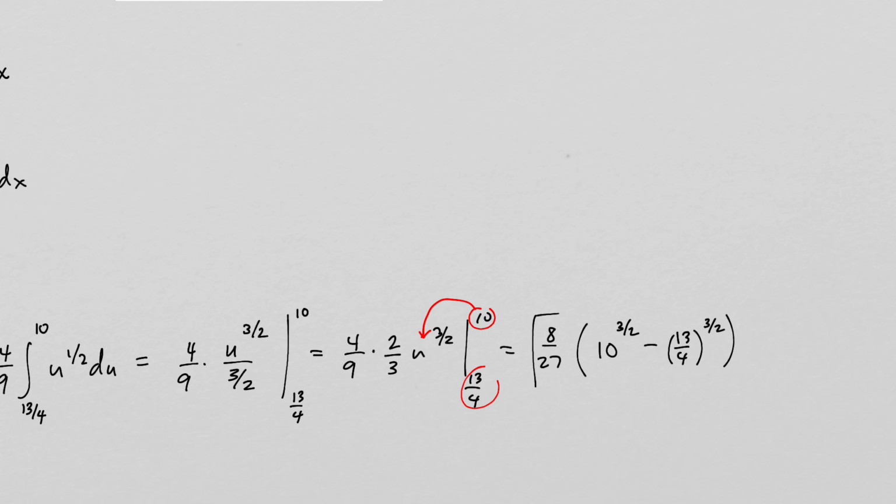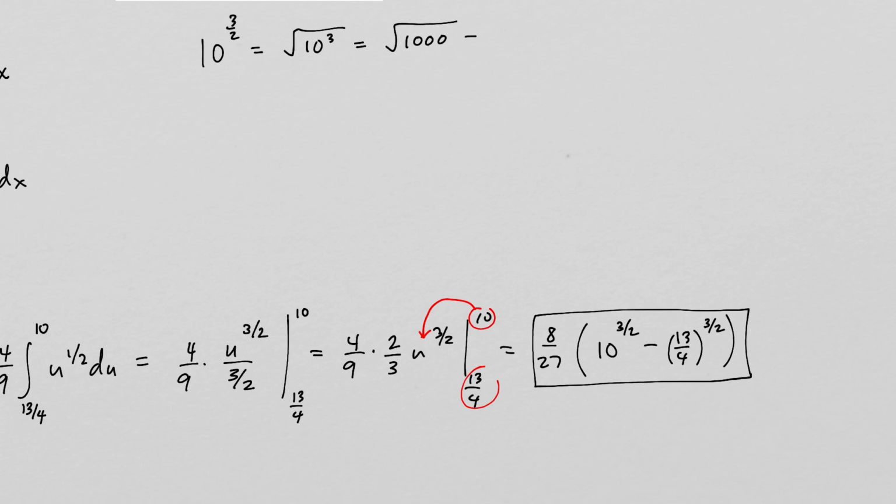Now, this is the correct answer, but we should not leave the answer like this. We should go ahead and change it back into radical notation. So let's focus in on 10 to the 3/2 power. Remember, this is just the square root of 10 cubed, and that's the square root of 1,000. And if you pull out 100, you get 10 radical 10.